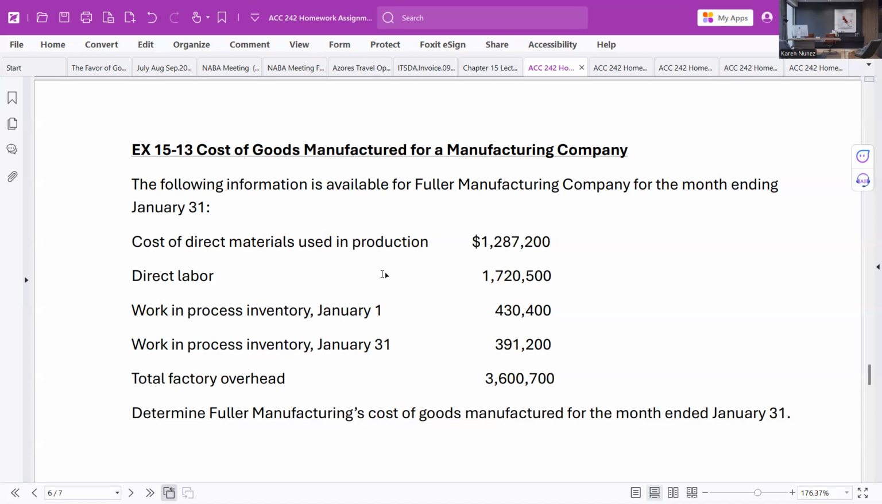And you want to think about it in the way you think about any inventory account. You start with something, right? There's some kind of a beginning inventory, and it's the beginning work in process, 430,400. So we have this 430,400, and we're going to start with that.